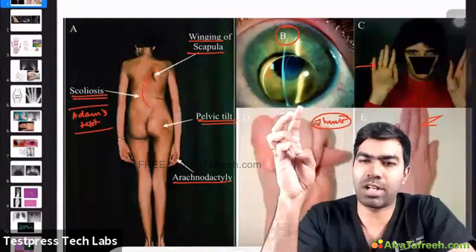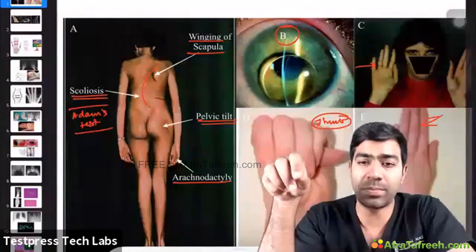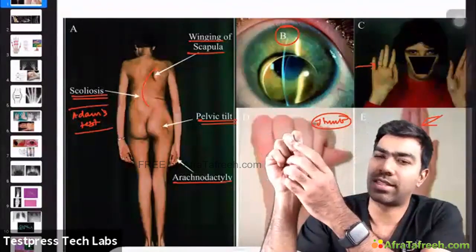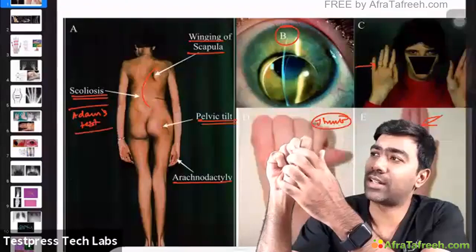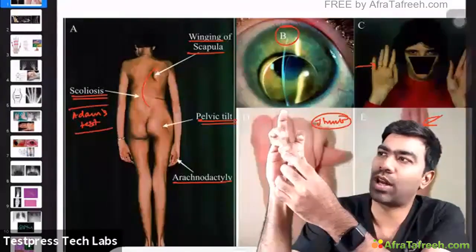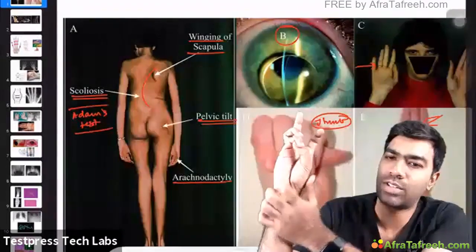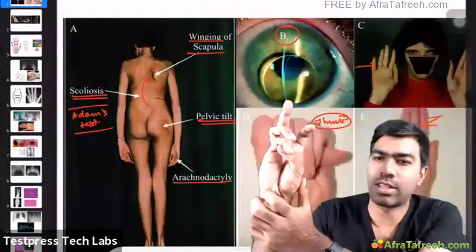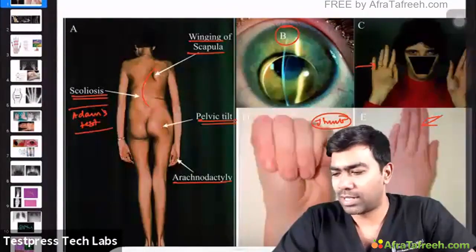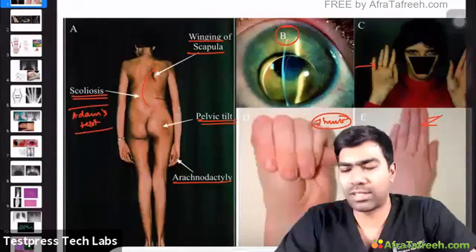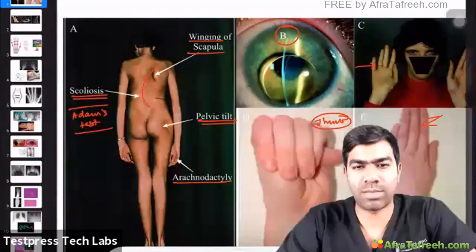But if there is a substantial overlap, to be specific, if the overlap is in such a way that it exceeds the nail bed. So overlap is exceeding the nail bed. So it is going beyond that. So in that setting, you can think about a wrist sign positivity. And that is one of the important key features of Marfan syndrome.